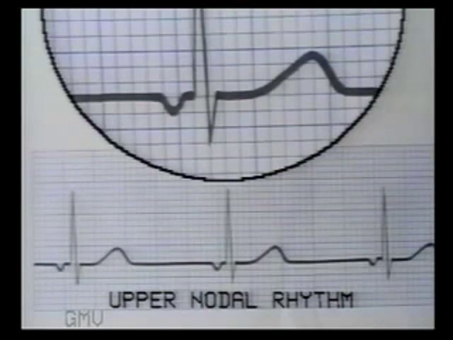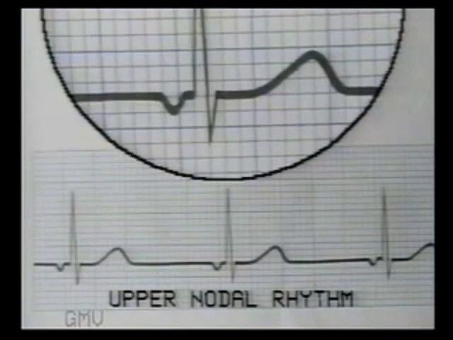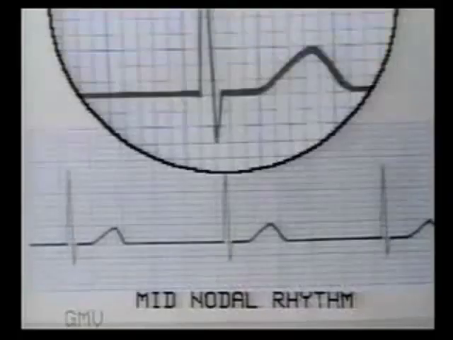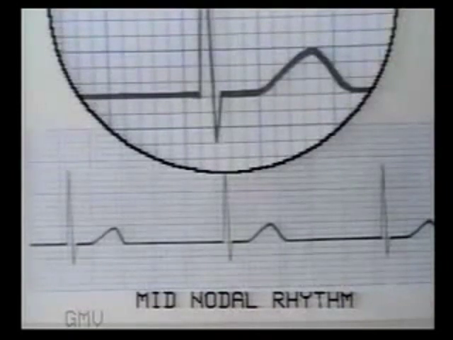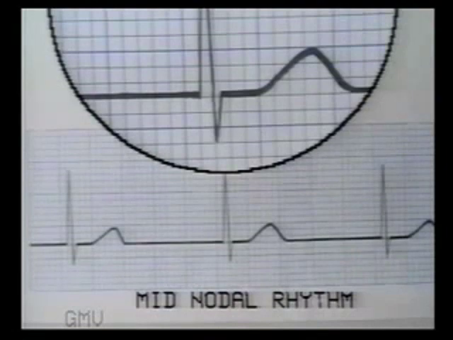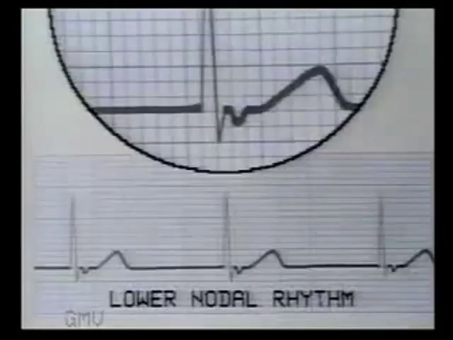The QRS complex is normal, indicating supraventricular origin, and the P wave is inverted with a very short PR interval of 2 small squares or 0.08 seconds. This is called upper nodal rhythm. This ECG is similar, with a heart rate of 60 per minute. QRS complex is normal and there is no P wave as it is merged in the QRS complex. This is called mid-nodal rhythm.